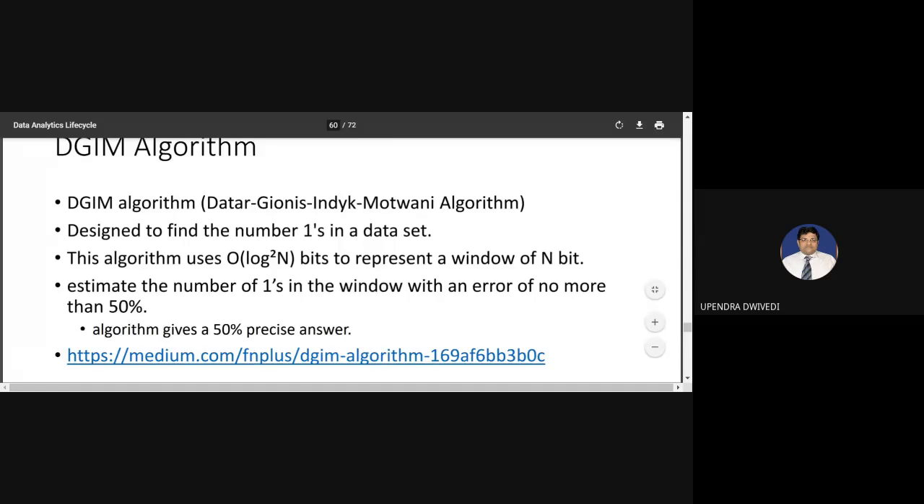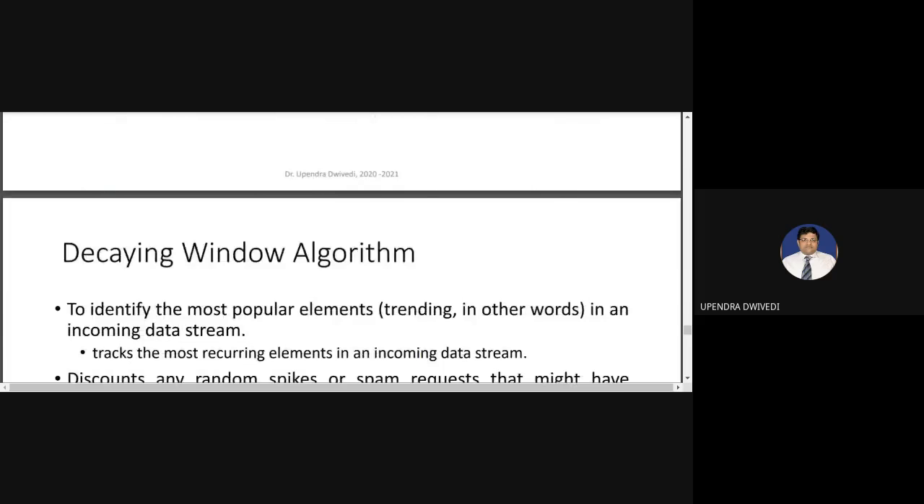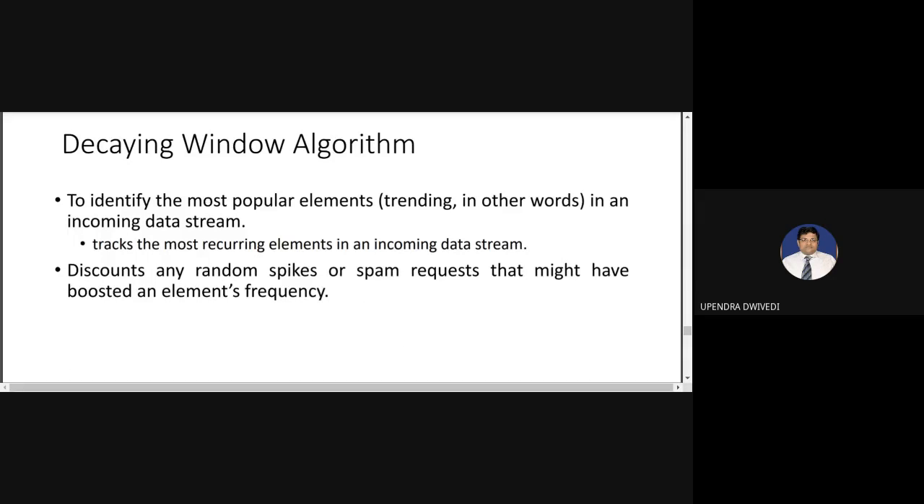Now we will move toward the next topic, that is the decaying window algorithm. Why is the decaying window algorithm needed? It is designed to identify the most popular element. Sometimes you want to find out the most popular categories in a data stream. You want to find out the most popular songs, or the most popular videos on YouTube in real time.